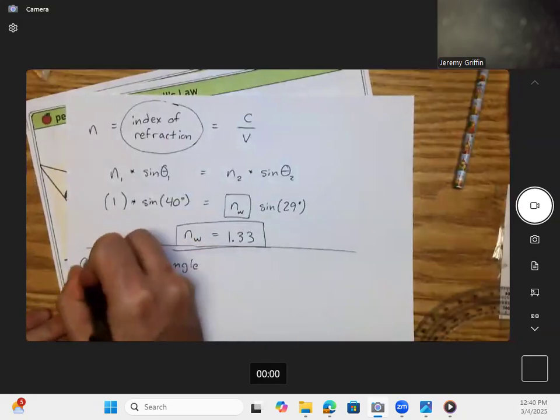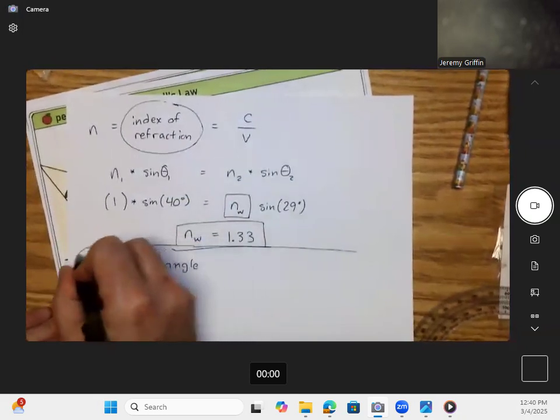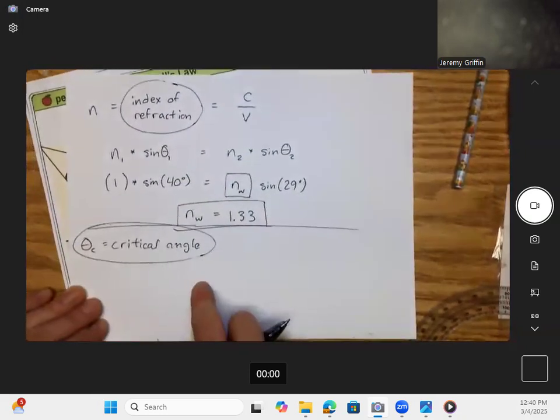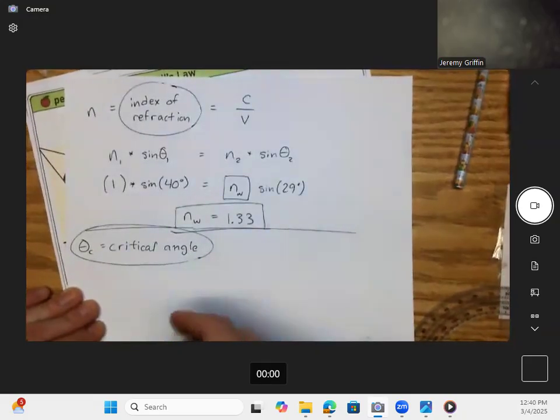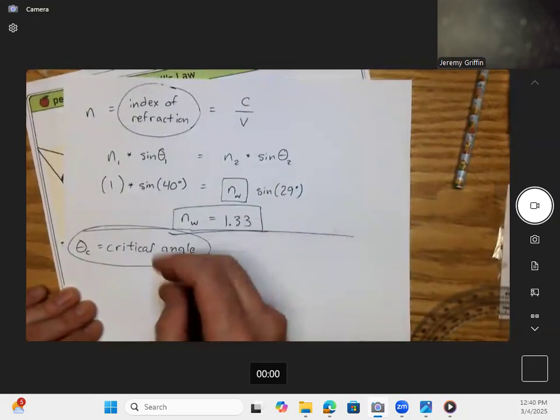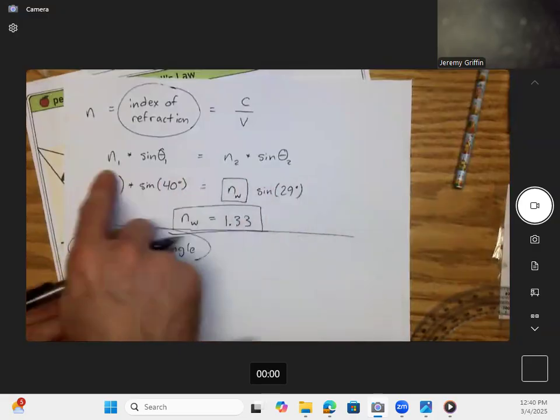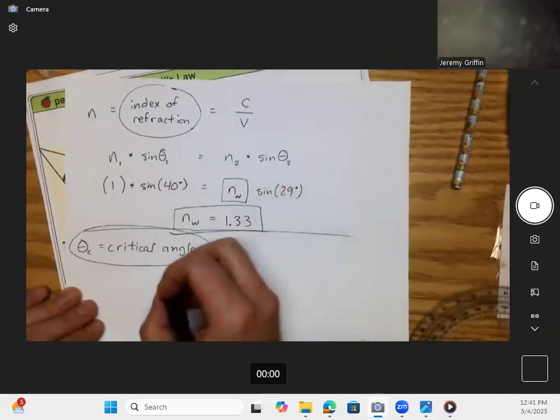I'll call that theta sub c. It's the critical angle. That's the other thing I want to find. Now, of course, you can find it empirically, just move the laser around until it goes to total internal reflection. Or you can use Snell's law, which is also right here. So let's go here.